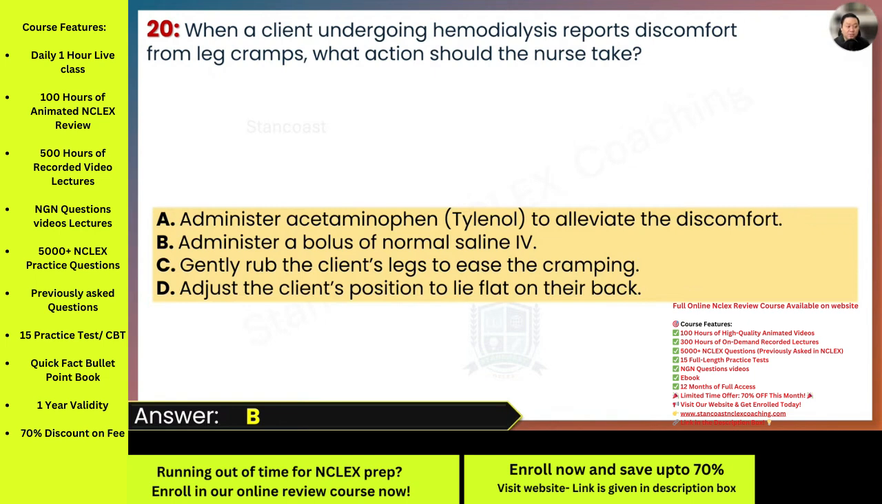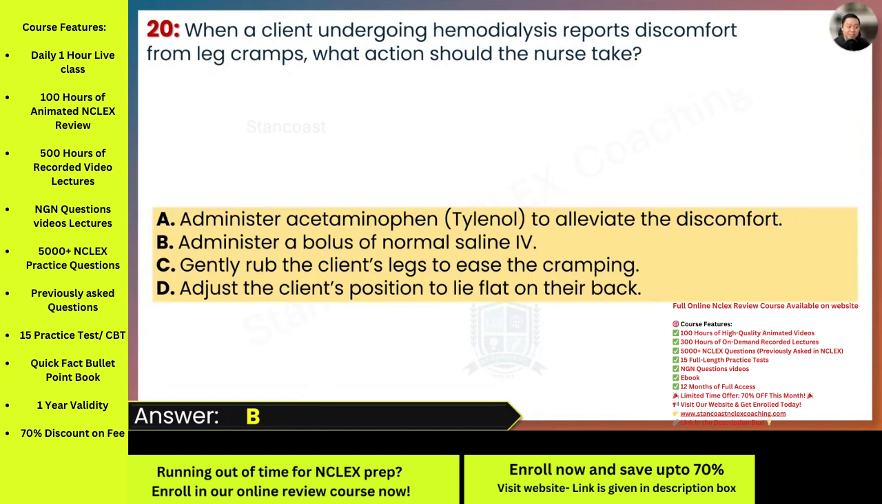Letter C is also incorrect. We know that massage may provide temporary relief by increasing blood circulation, also relaxing the muscles, but this does not correct the underlying cause, which is the depletion of the fluid and the sodium. And the cramping will likely persist unless the volume deficit is corrected.